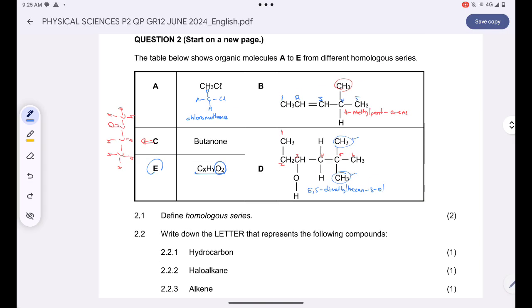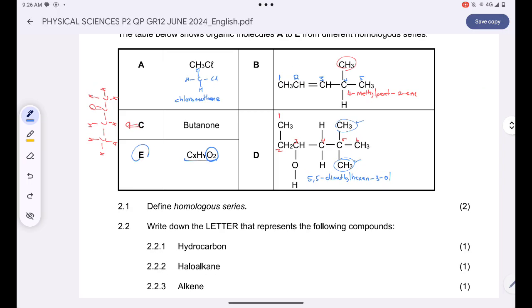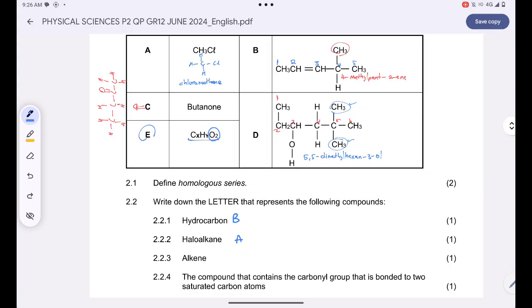Okay, they want us to write down the letter that represents the following. A hydrocarbon. Remember that, guys, a hydrocarbon is just an organic compound that consists of hydrogen and carbon atoms only. So the only compound which is a hydrocarbon there is compound B. Are you together? And then 2.2.2, they want us to identify a haloalkane. Haloalkane is compound A, because we do have our halide over there.